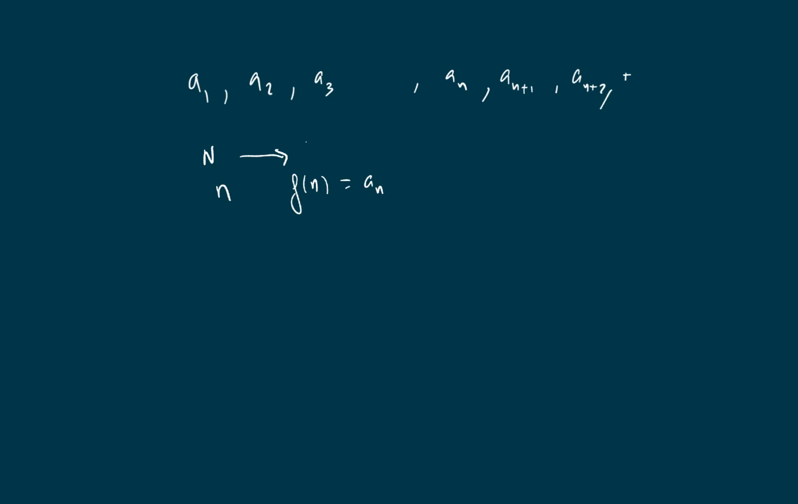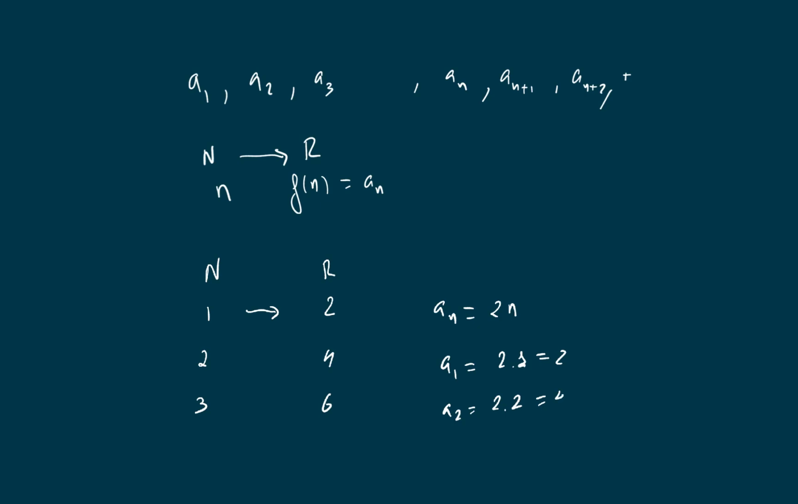For example, from the natural numbers to the real numbers, we assign a number. Let's say we take the natural numbers 1, 2, and 3, and we assign the real numbers 2, 4, and 6. So a sub n will be 2 times n. a1 will be 2 times 1, so it will be 2. a2 will be 2 times 2, so it will be 4.